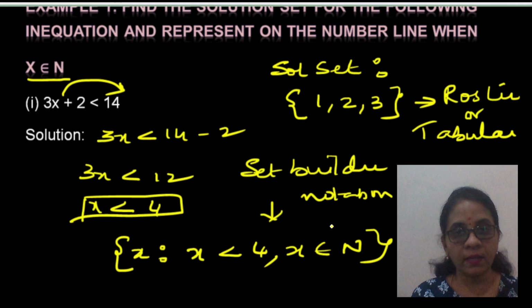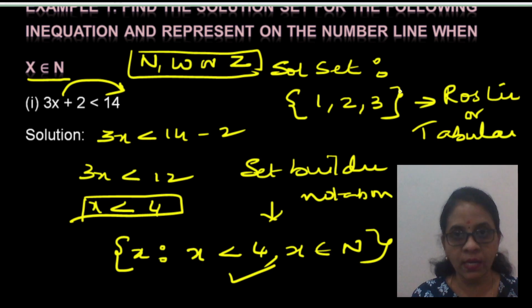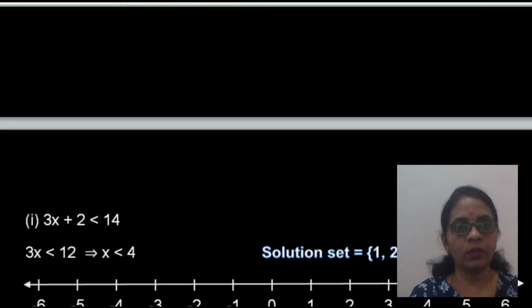As discussed earlier, for real numbers we cannot write the solution set in the tabular or the roster form. So you have to just leave it in the set builder notation only. But for whole numbers, natural numbers and integers, that is whether it is N, W or Z, for any of these 3 categories, we can write both in set builder notation as well as in the tabular form. Is that clear? So let's move on to see the solution.